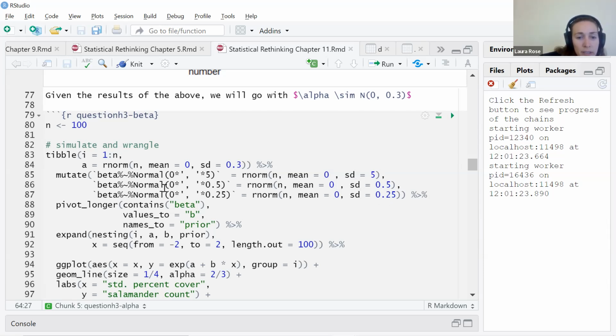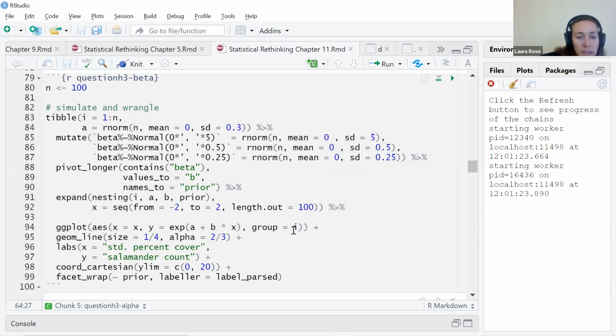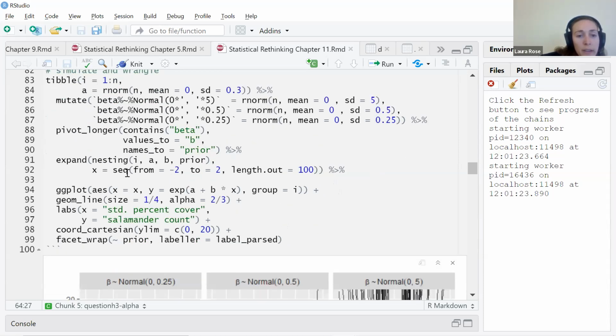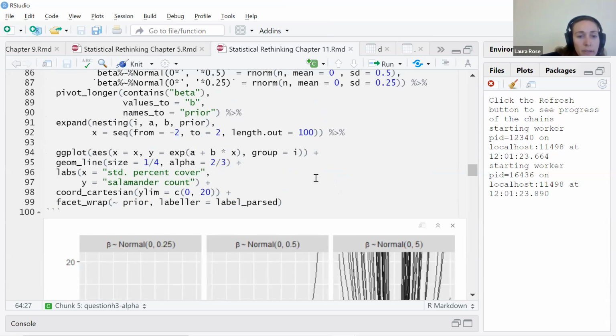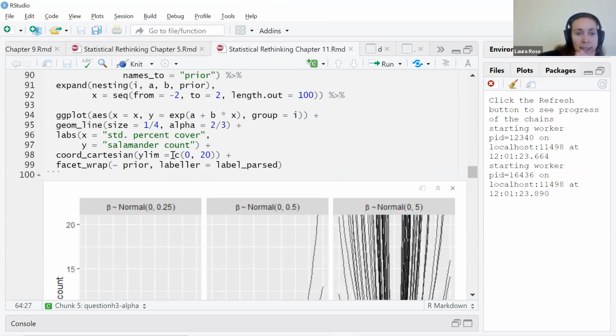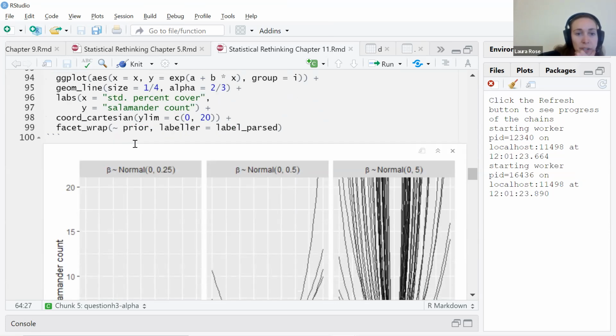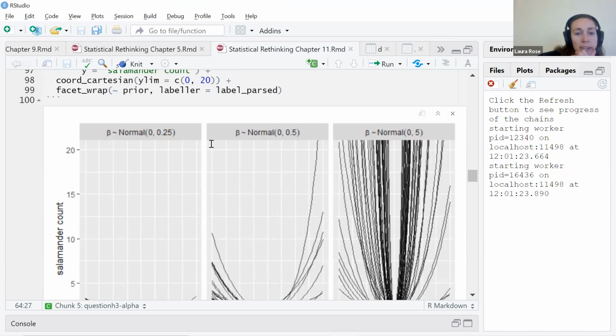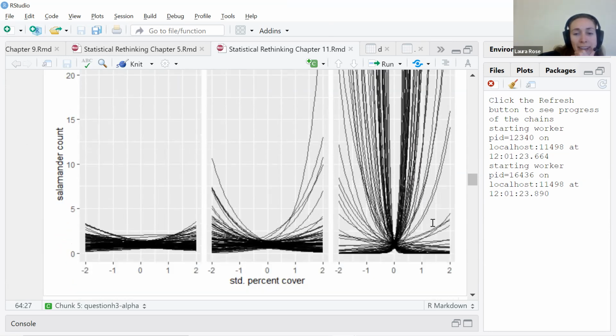And then this is just some data manipulation that makes it easier to plot. This is basically the 2 standard deviations for the standardized variable, exponentiating everything, and standardized percent cover, salamander count. So what was kind of interesting here is this is the really tight one. Okay, this is the very wide one, 0, 5, right? So this is kind of crazy.